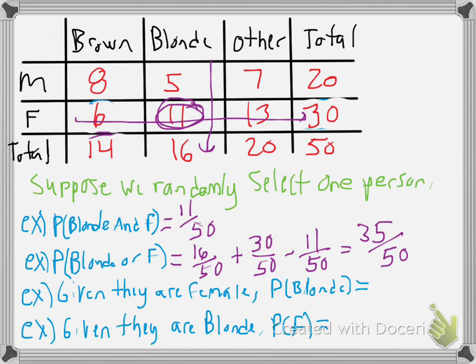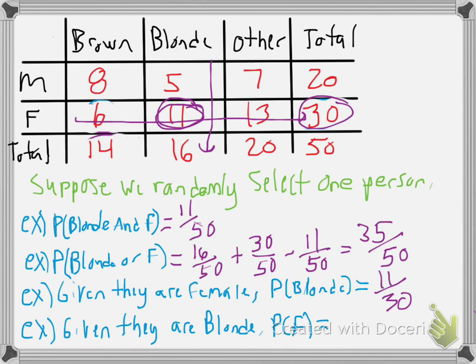Okay, let's do some conditional probability now. The last one was the addition rule. So for the next example, remember, suppose we randomly select one person. Third example, given that they are female, so now we are only out of these 30 females, because that's the given condition. Given that they're female, what's the probability that they're blonde? Well, there's 11 blondes that are female, so 11 out of 30.